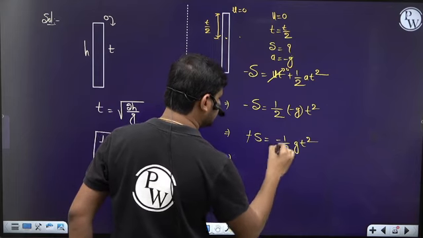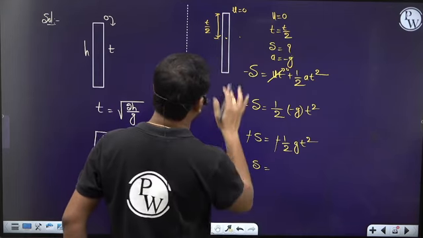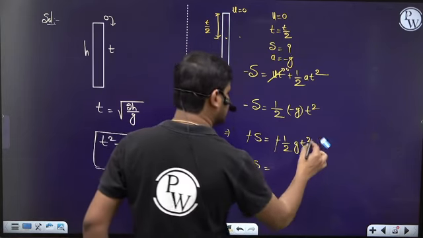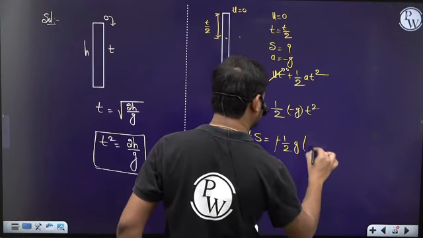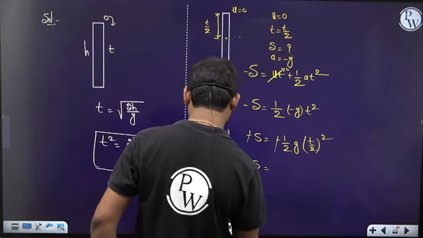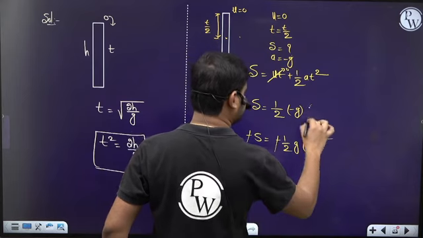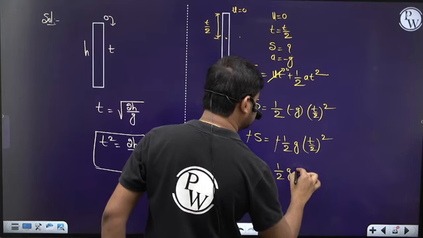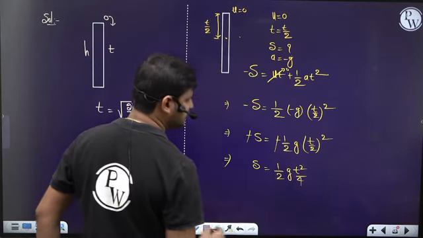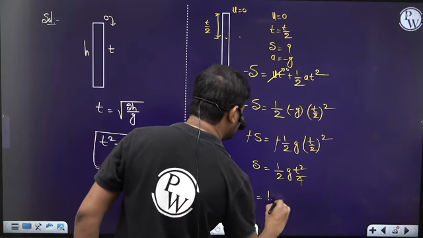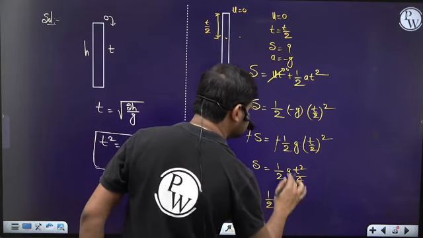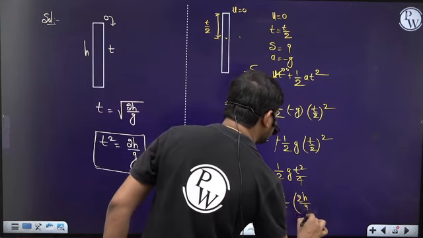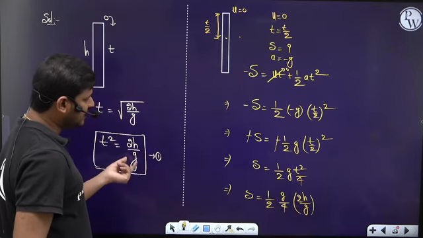Then cancel minus minus. s is equal to the distance traveled by it in t by 2 seconds. In place of t, we write t by 2 whole square. So this is going to be half g t square by 4. Now in place of t square, I am writing 2h by g.